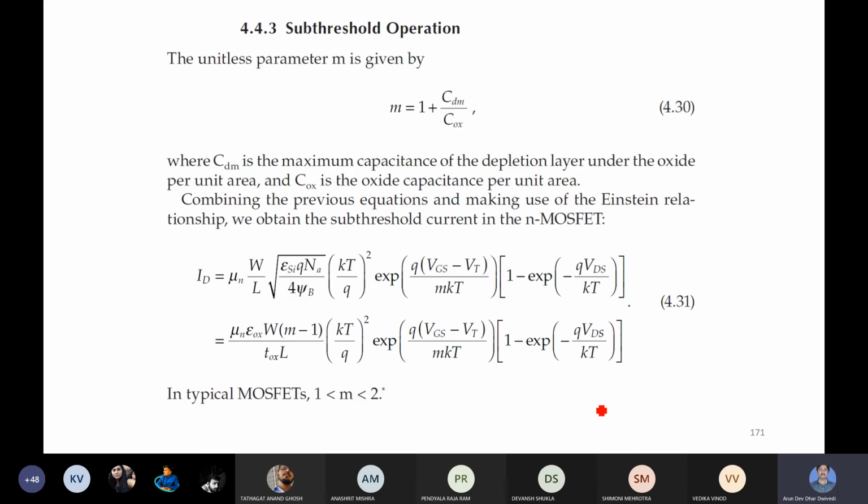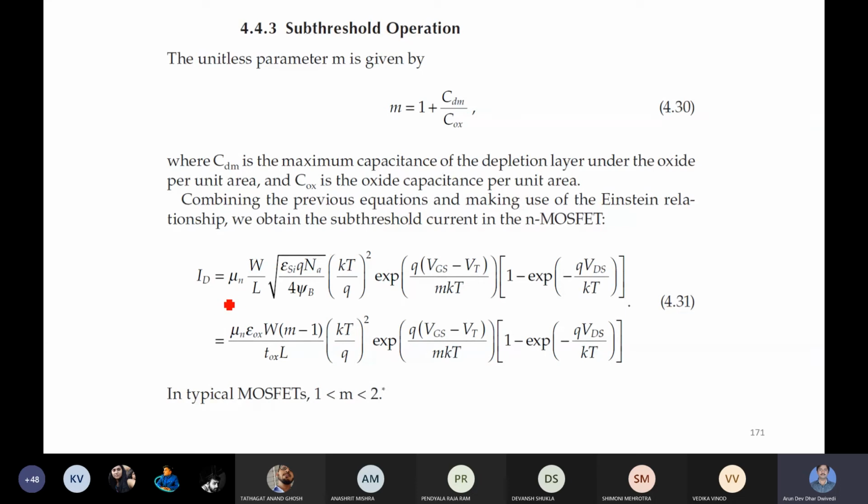So these are a few things, like subthreshold current. Five minutes more. For subthreshold current there is another parameter defined as M, or sometimes we define N. It is 1 plus CDM by COX. CDM is the maximum capacitance of the depletion layer under the oxide per unit area, and COX is the oxide capacitance per unit area, which we are already familiar with, and this one is the maximum value. So this parameter N or M is used in the subthreshold current. It is related to the exact equation for the subthreshold current.